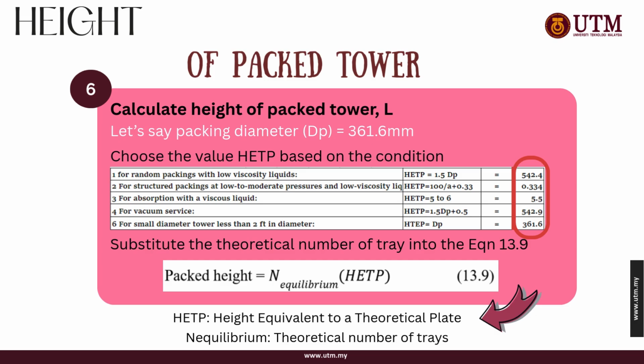Once we have the HETP, we will be using equation 13.9, where we will multiply it by the theoretical number of trays, denoted as n equilibrium, to get the packed height.